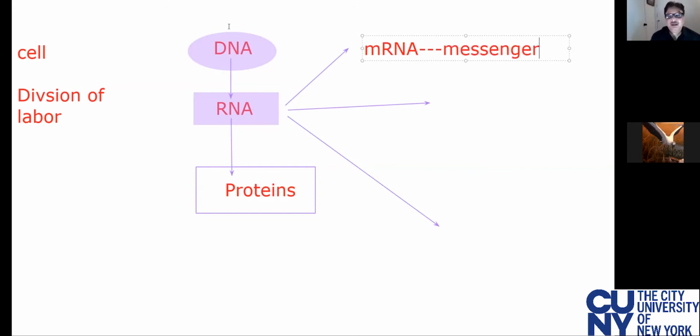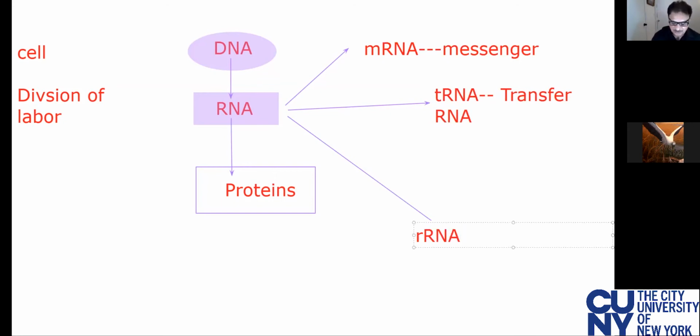The second kind of RNA was tRNA, and as the name suggests, this was transfer RNA. And the third kind of RNA is rRNA, where R stands for ribosomal RNA.